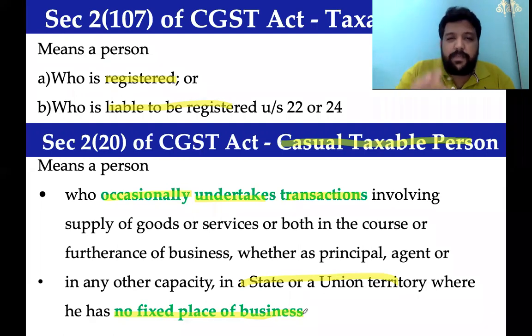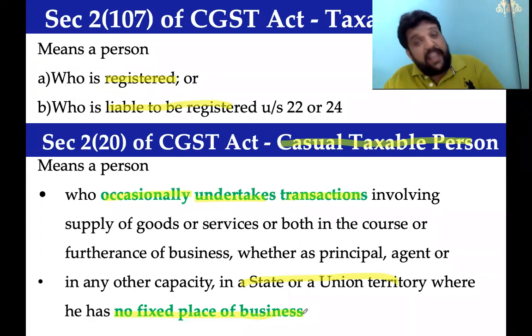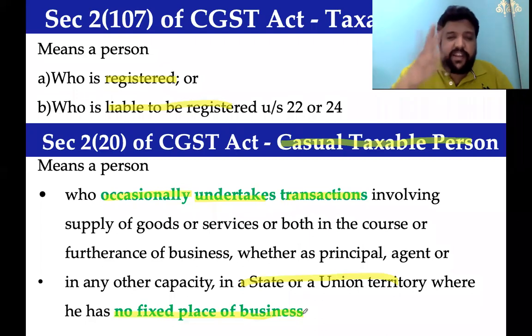for participation in an exhibition, for participation in a trade fair, for engaging in supply of services temporarily, occasionally, and in a place where they don't have a place of business. In other words, where they don't have an office. Then those people are called casual taxable persons. Every fact remains the same.